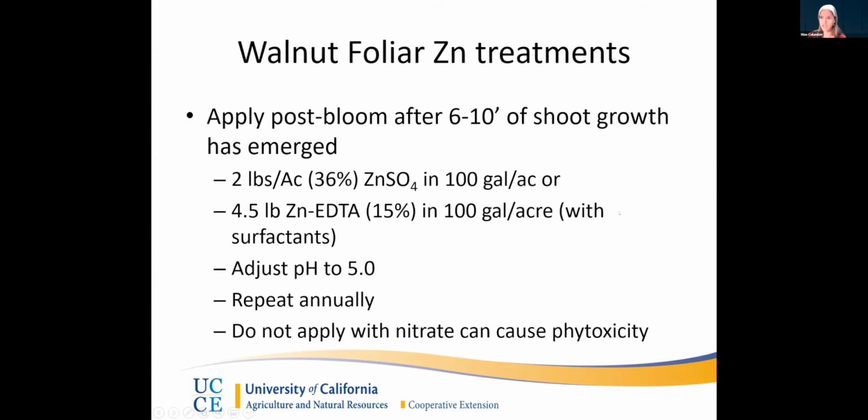And I think that some research has shown that the addition of surfactants really helps with uptake. You want to make sure to adjust your tank mixes to about a pH of 5, and then repeat this annually. Make sure not to apply any foliar sprays with nitrates. This can lead to phytotoxicity.